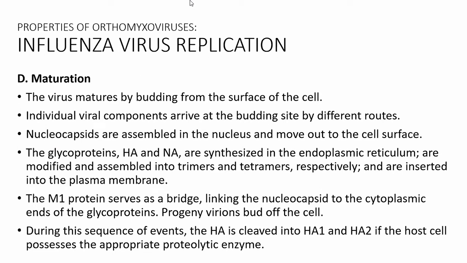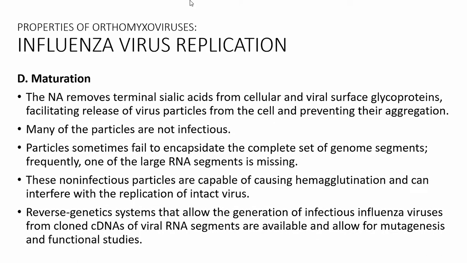During these events, the HA is cleaved into HA1 and HA2 if the host cell possesses the appropriate proteolytic enzyme. The NA removes the terminal sialic acid from the cellular and viral surface glycoproteins, which facilitates the release of the virus particles from the cell and prevents their aggregation.